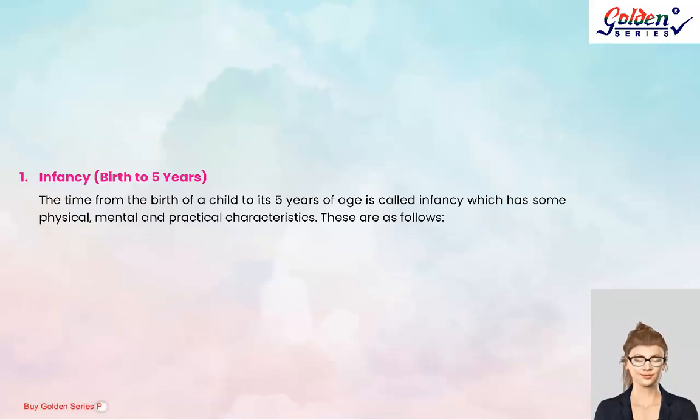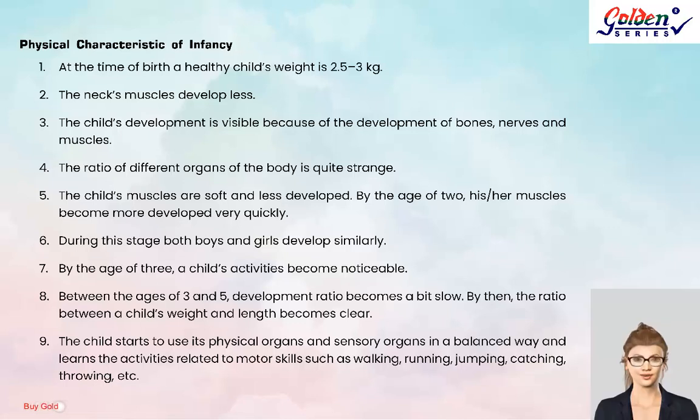1. Infancy, birth to 5 years. The time from the birth of a child to its 5 years of age is called infancy, which has some physical, mental, and practical characteristics. These are as follows. Physical characteristics of infancy.